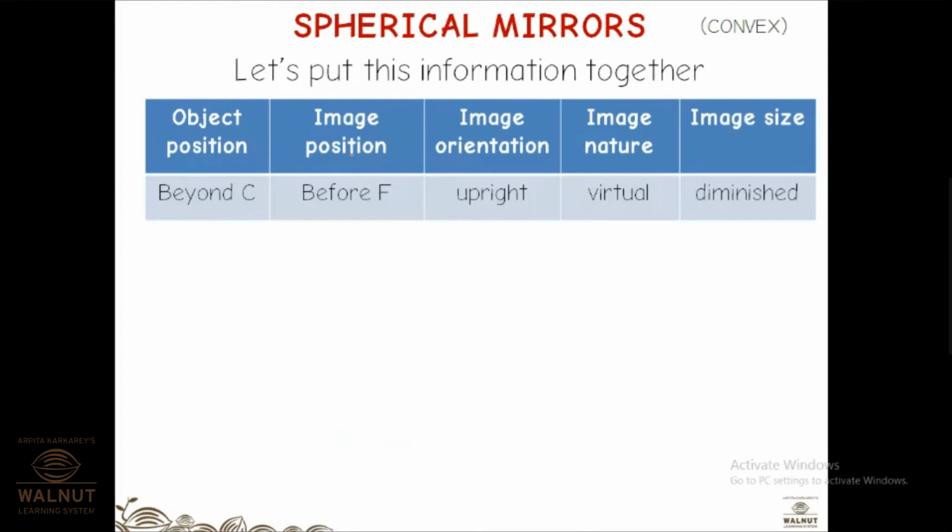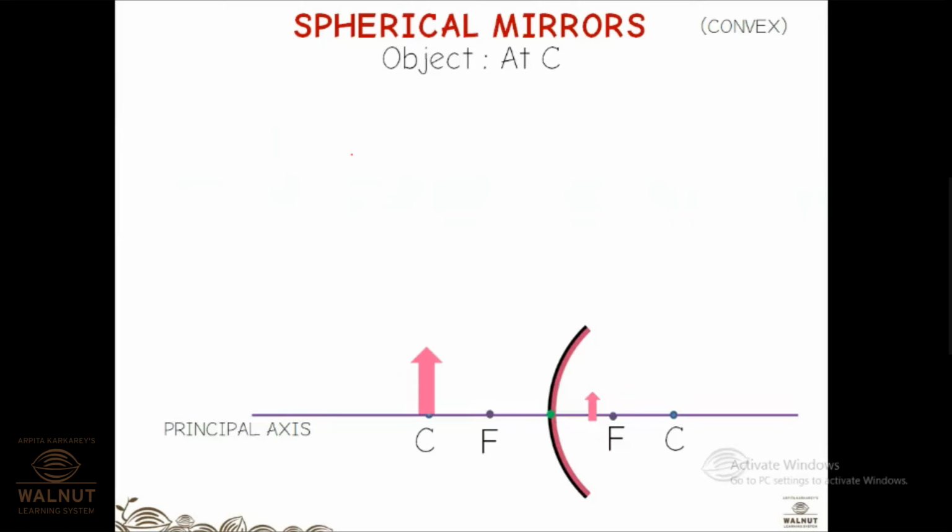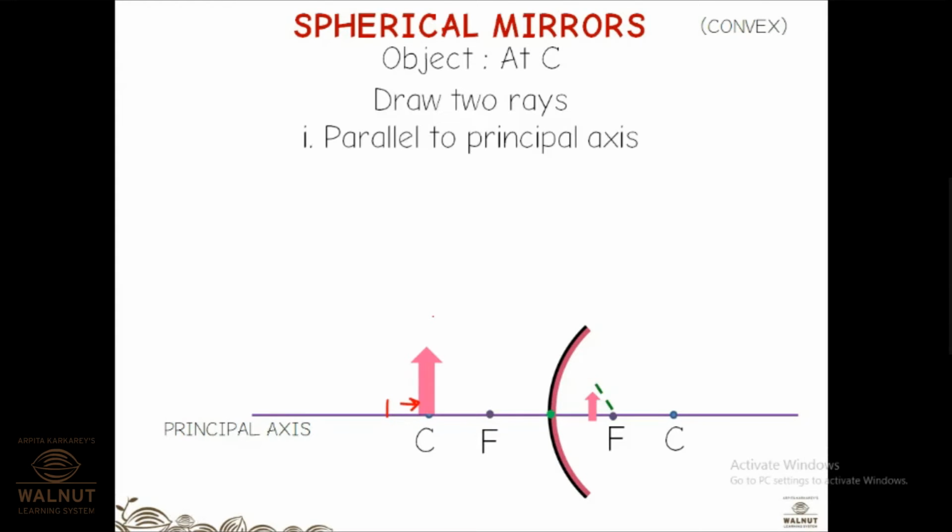Now let us put this information together. The object position is beyond C, image position is before F, image orientation is upright, image nature is virtual, and image size is diminished, means smaller. Now, if we place the object at C, from here the object has moved to this position. Okay, same thing we will do. We will draw two rays parallel to the principal axis and one ray passing through the focus.